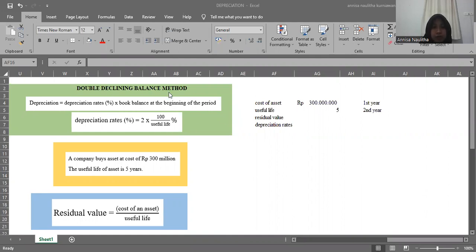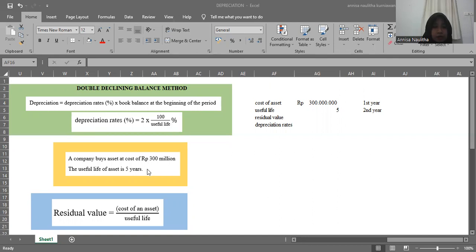I'm Annisa Kurniawan, and I will give you an example of problems and solution of depreciation cost using the double declining balance method and straight line method. So first, for the double declining balance method, the formula is depreciation equals depreciation rates times book balance at the beginning of the period, with depreciation rates equals 2 times 100 per useful life percent.